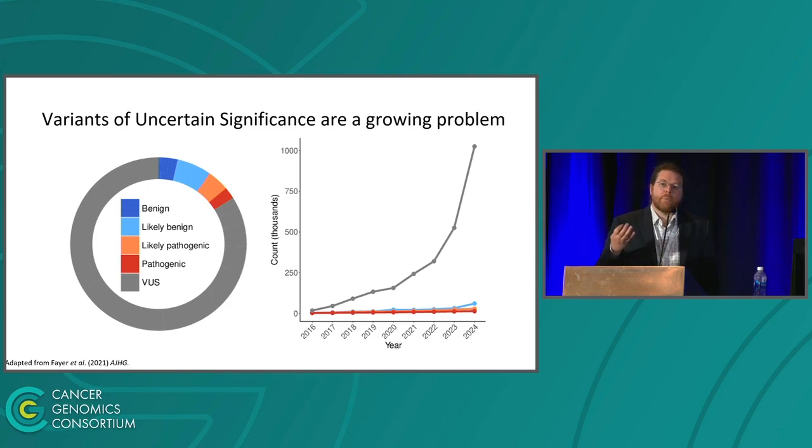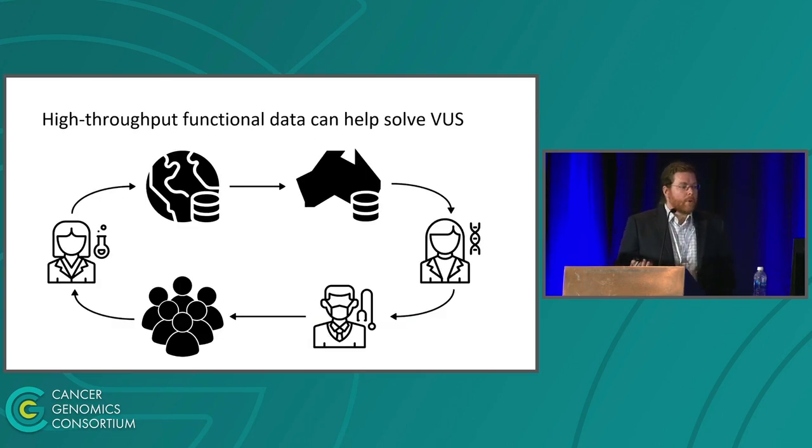And again, this is the type of variation that we have the most tools to be able to understand and interpret. And then the donut plot is just showing you the total in ClinVar as of earlier this year, and we can see that probably more than 80% are VUS. So how are we going to solve this problem? Obviously, we're not going to sequence our way out of this, and so I'm going to tell you today why I think that high-throughput functional data can really help us solve this problem of variants of uncertain significance.